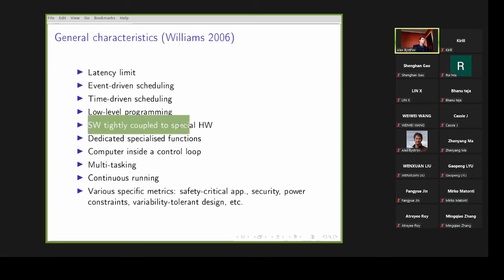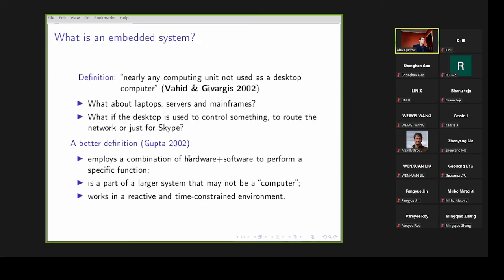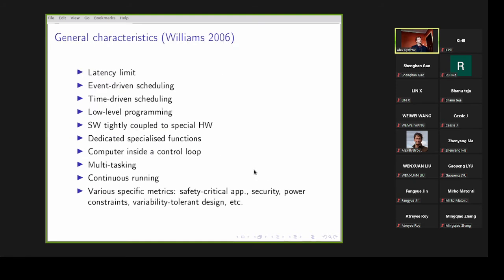Software tightly coupled to special purpose hardware. Remember I mentioned this before, it employs a combination of hardware and software. In particular, we said that here we can optimize by moving functionality between hardware and software.